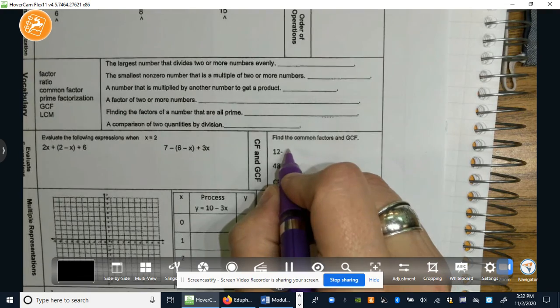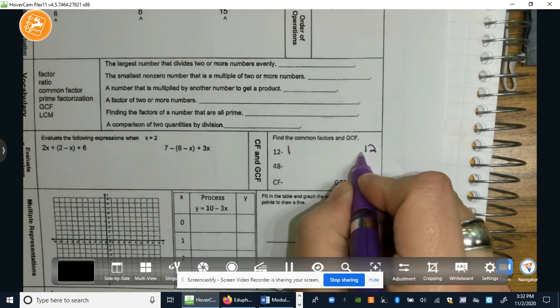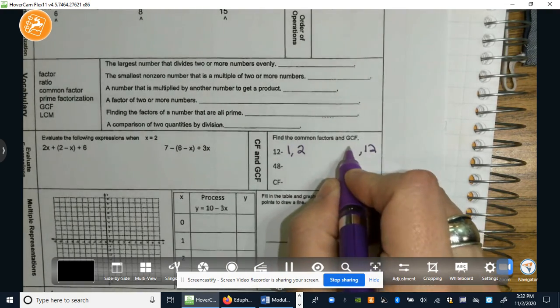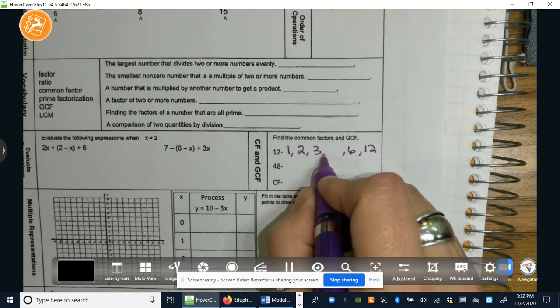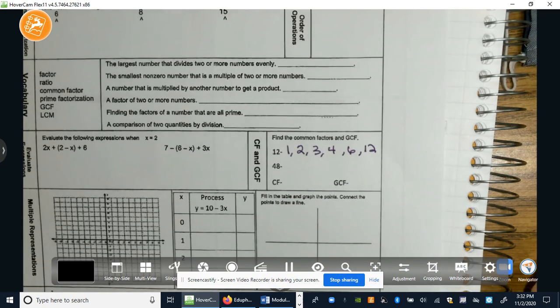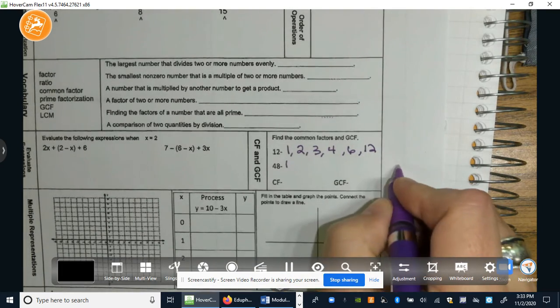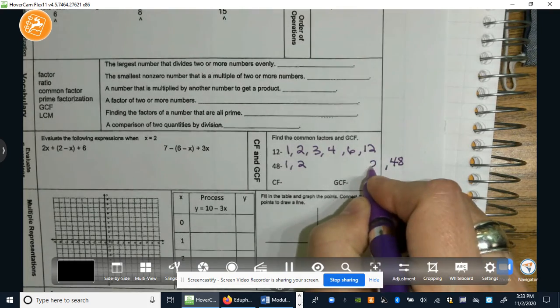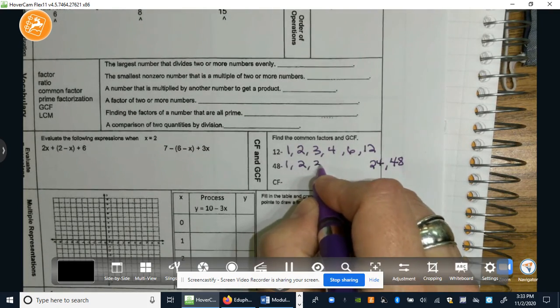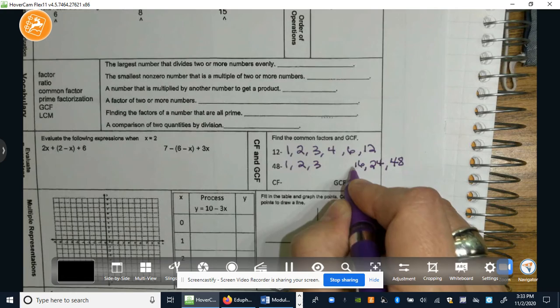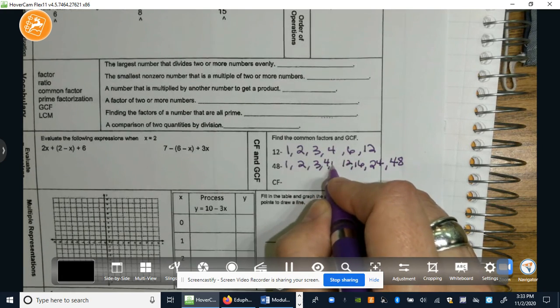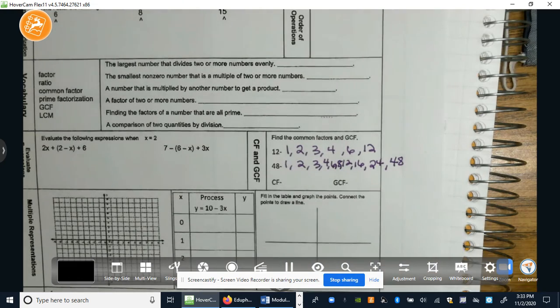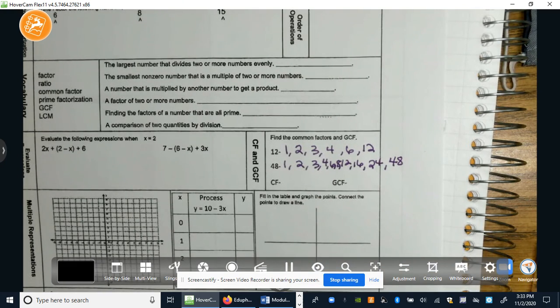If I'm looking at 12, well, that's 1 times 12, 2 times 6, and 3 times 4. If I'm looking for the factors that make up 48, that's 1 and 48, 2 and 24, 3 and 16, 4 and 12, and 6 and 8. Kind of ran out of room right there, squeezing them together.